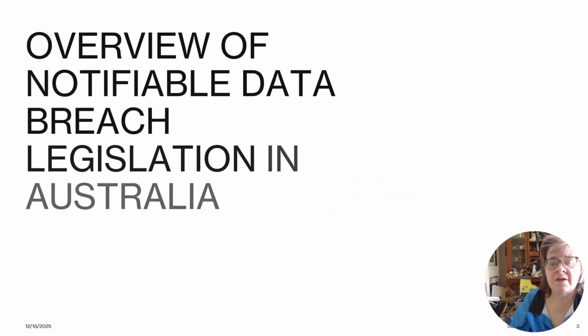The NDB scheme, or the Notifiable Data Breach Scheme, is part of the Privacy Act and sets out requirements for handling data breaches. Understanding its key provisions, scope and compliance timeline is essential for organisations to meet regulatory expectations.